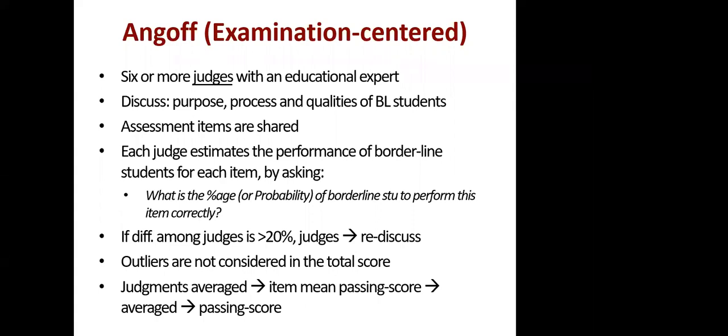If the difference among the judges is more than 20%, so one said 20%, the other said 50%, the third one said 60%, the first one probably is far away from the other 2 judges. And that needs to be rediscussed because there is some misunderstanding in the judgment. Either they have not understood the content or the expectation or the learning objective or level of the learner. How come an expert is so far away from other experts? So if the difference among judges is more than 20%, it needs to be rediscussed.